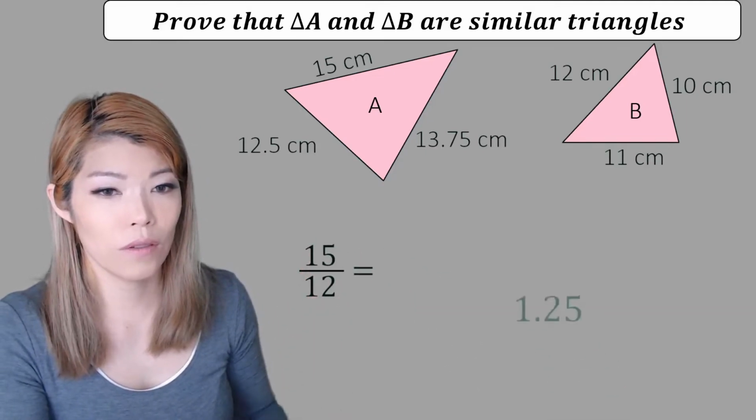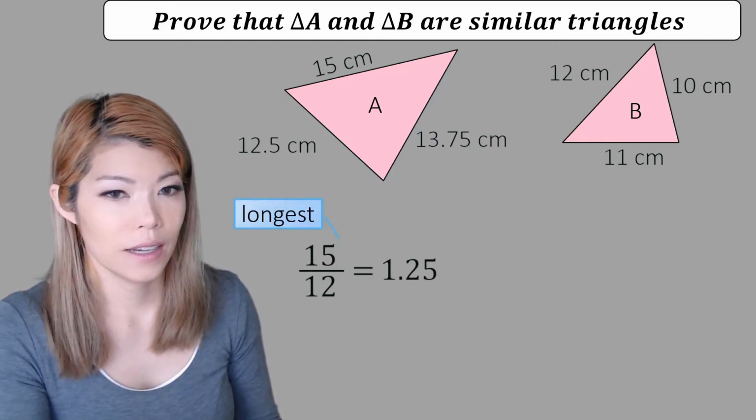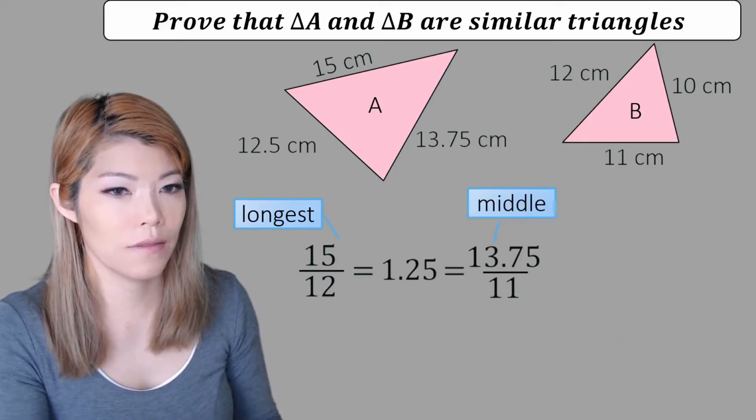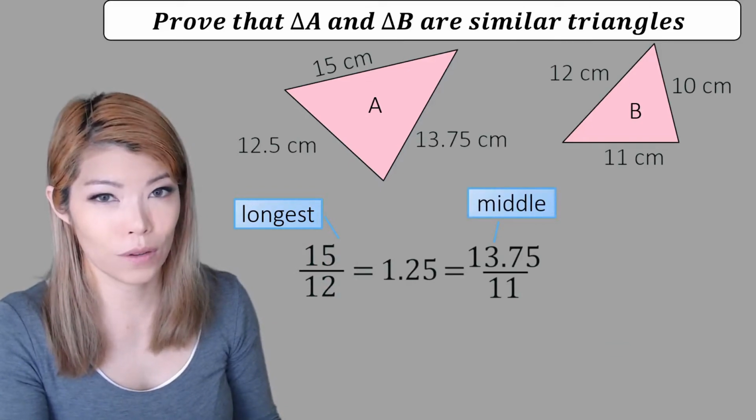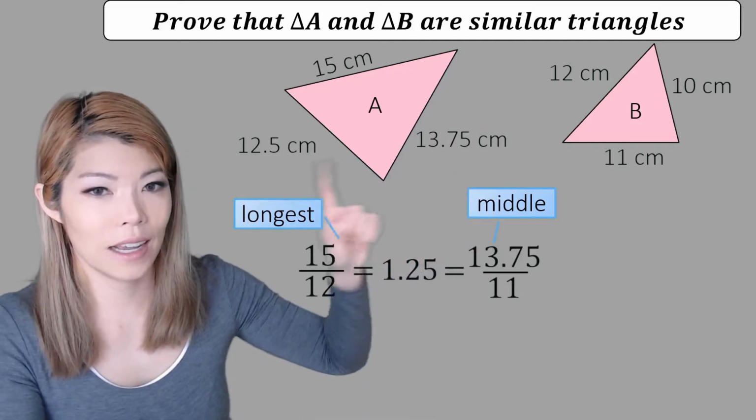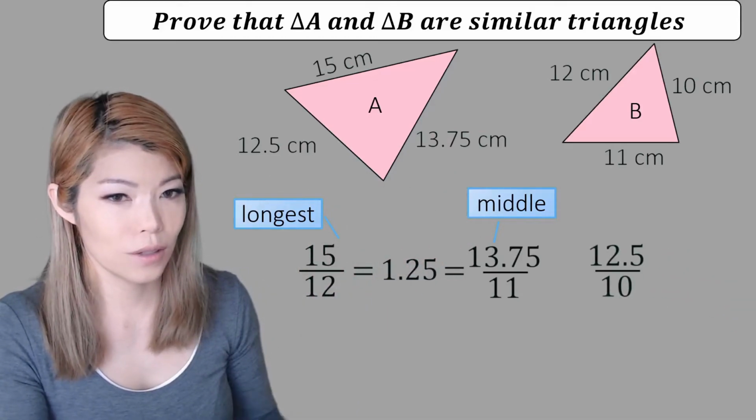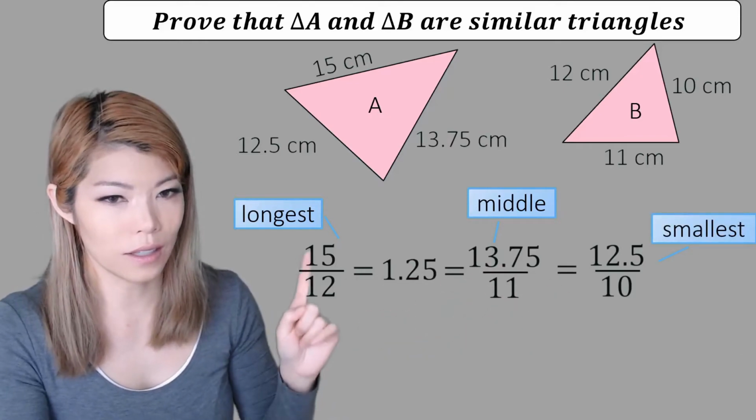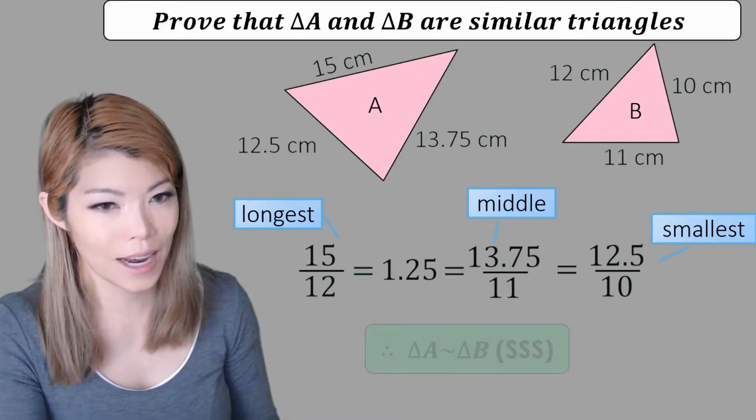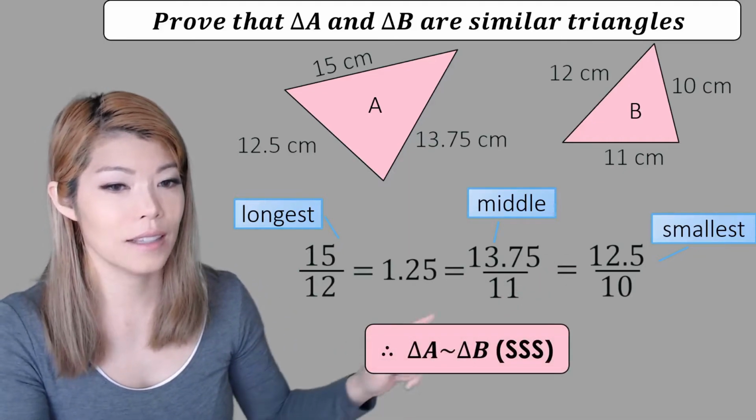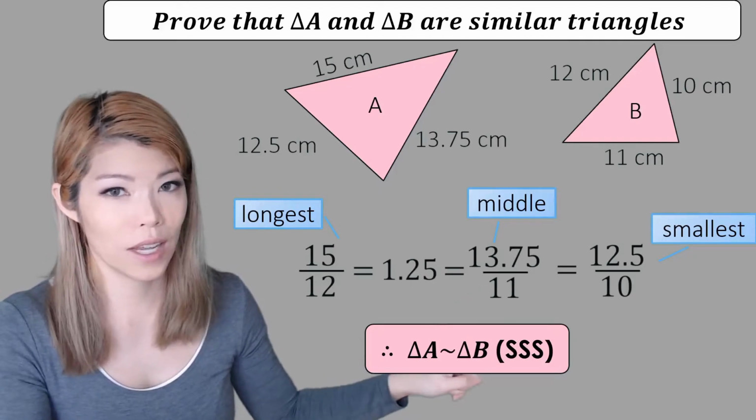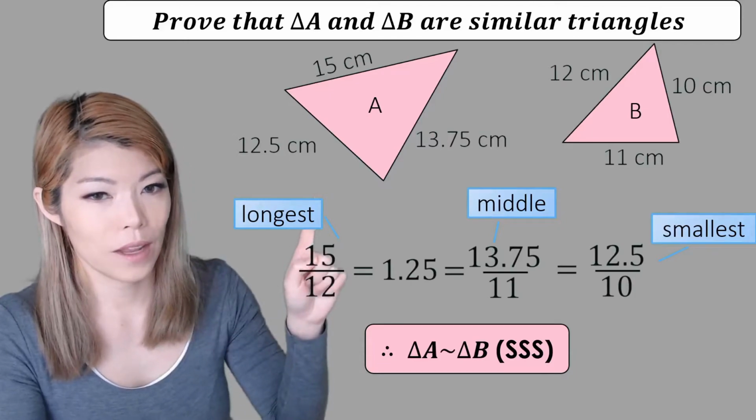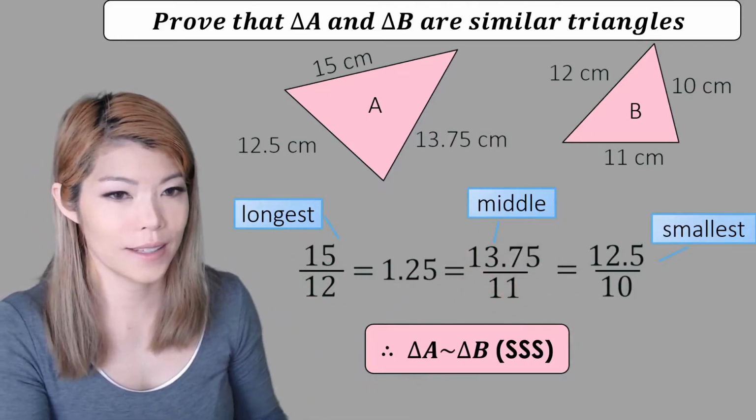We have 15 and 12, which gives us 1.25. Then we have the middle side, so 13.75 matching with 11. That ratio is also 1.25. And lastly, the 10 and the 12.5, is that equal to 1.25? Yes, it is. So the three ratios of the corresponding sides are the same, and therefore triangle A is similar to triangle B. Don't forget to put the condition in brackets to get full marks. So see, the longer side, the middle side, the smaller sides.